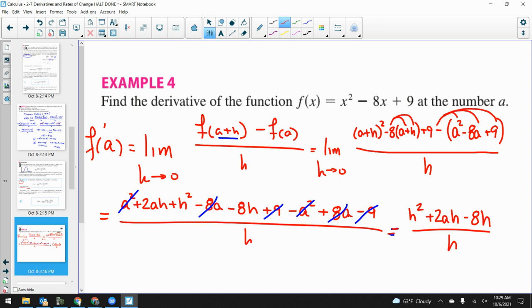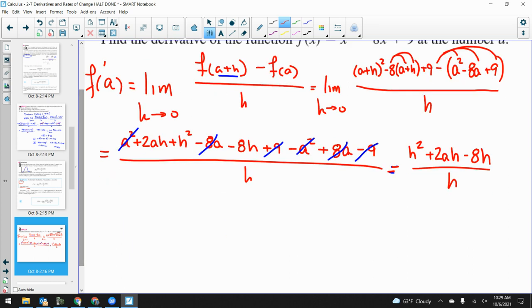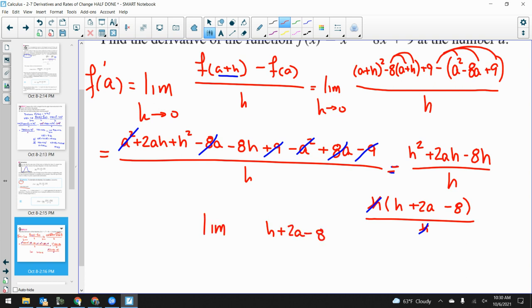Now, what happens with my h's? I could pull one out, but what's going to happen? It's going to cancel one of them out. So I guess I should show that. Plus 2ah minus 8, pulled out, minus 8 divided by h. So now that's going to cancel. And that leaves me with h plus 2a minus 8. And that's the limit as h goes to 0 of that thing.